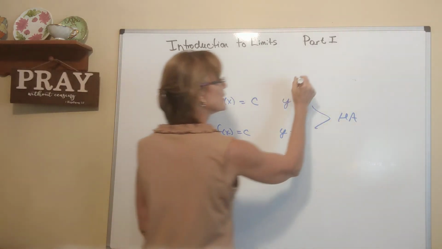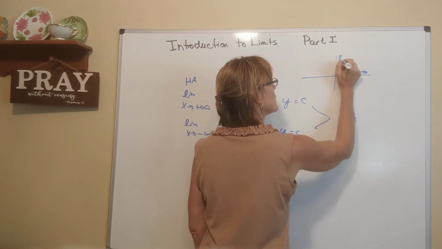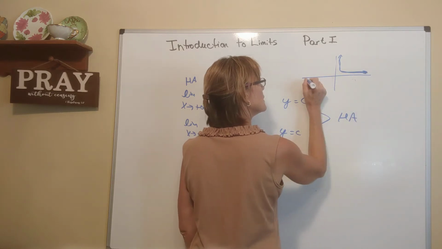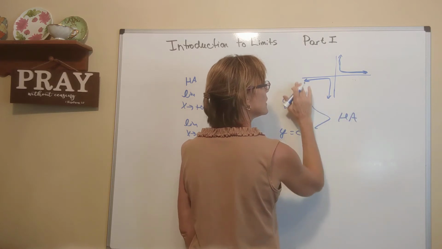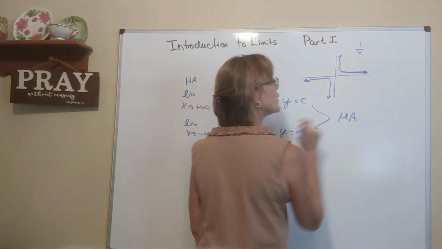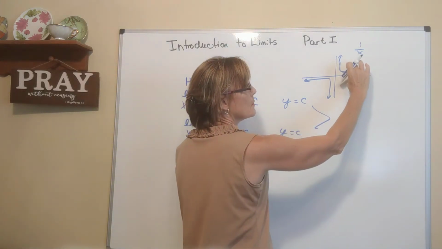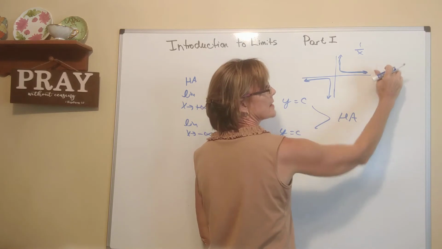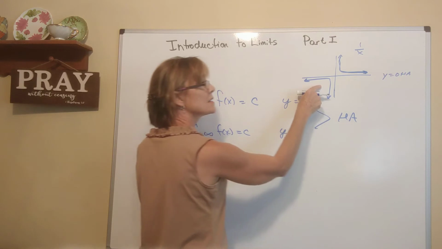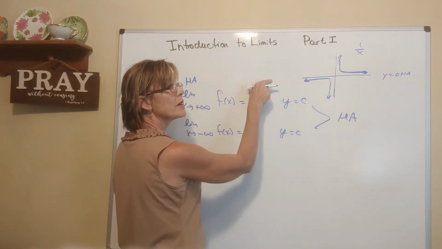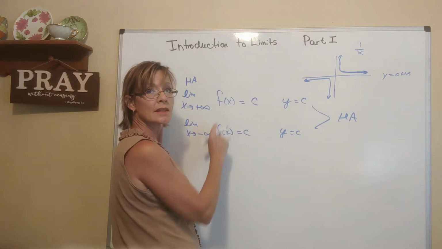Let's look at a picture of 1 over x. It looks like this. As x gets further and further down the x-axis, it's getting closer and closer to the x-axis, so y equals 0 is a horizontal asymptote. Or as x gets big and negative, y equals 0 is the horizontal asymptote. This is the picture, and this is what the language is in limit talk.